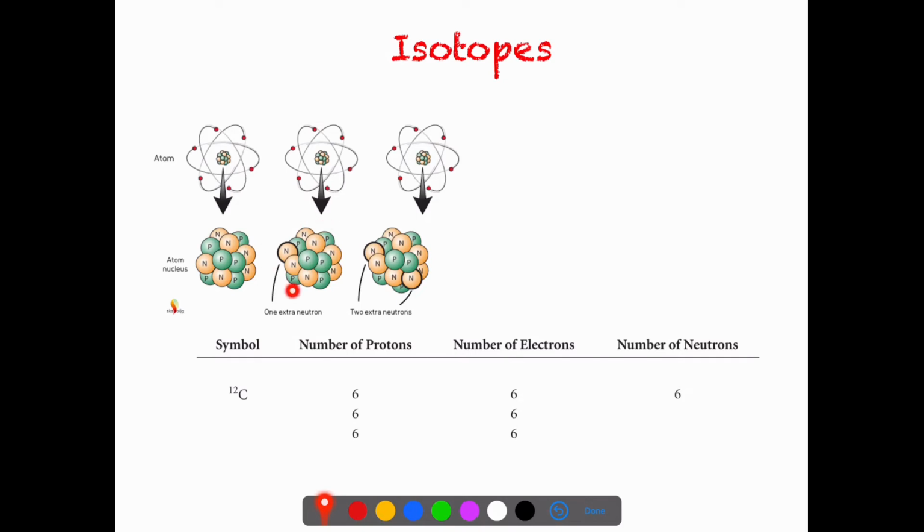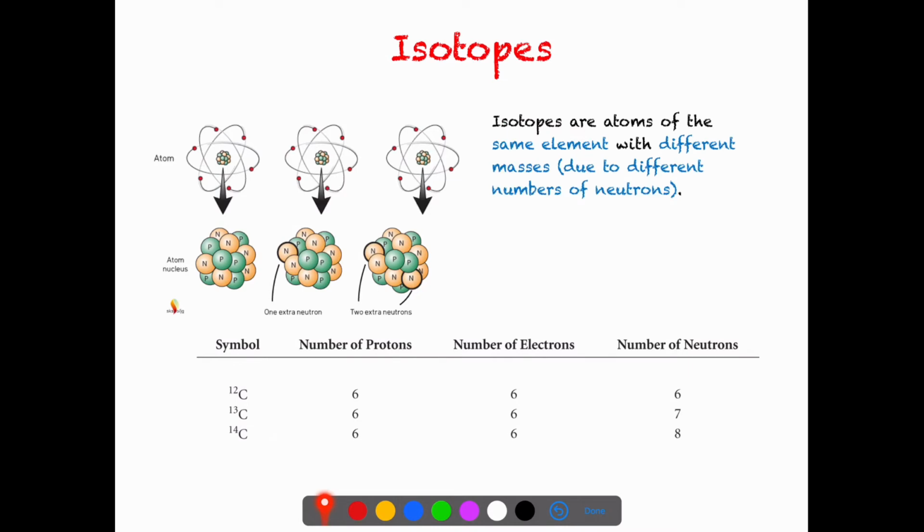The second one has a total of 7 neutrons. You can go ahead and count them. So the mass number will be 6 plus 7, which is 13. And the other one has 8 neutrons, so it's carbon 14. So all these are different versions of carbon. We call them carbon isotopes.